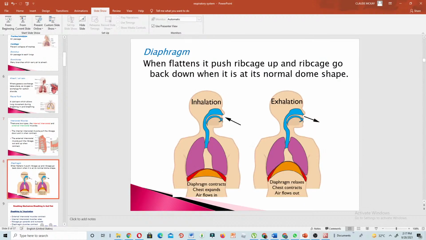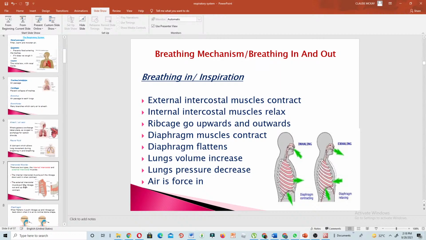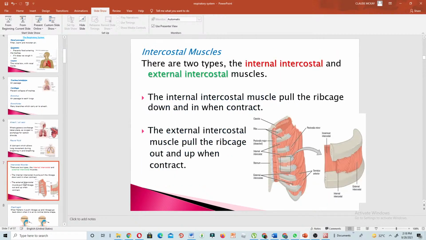Because the lungs are going to get larger, meaning that the lungs are going to need more space. They're going to need more space. So the fact that they need more space simply means that those external intercostal muscles need to contract or work.